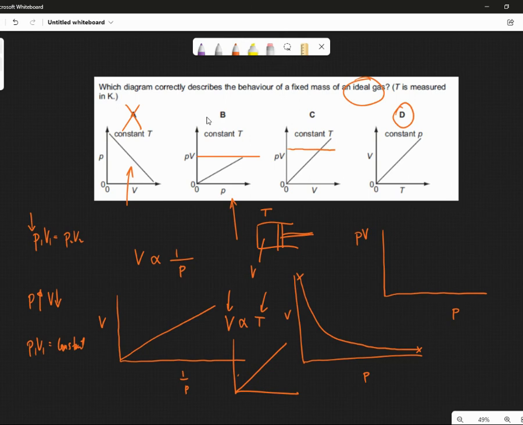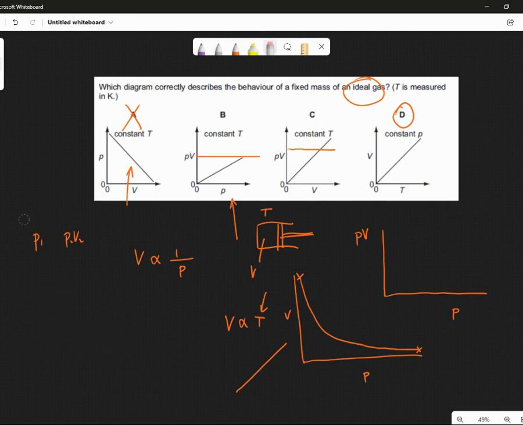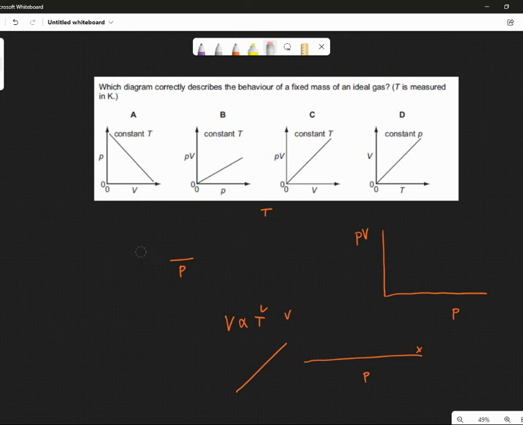Okay, let's have a look. B and C, no problem. Basically, I think we did a lesson on ideal gases. I'm pretty sure we did, and it's all to do with that. What is PV? Let's have a look.